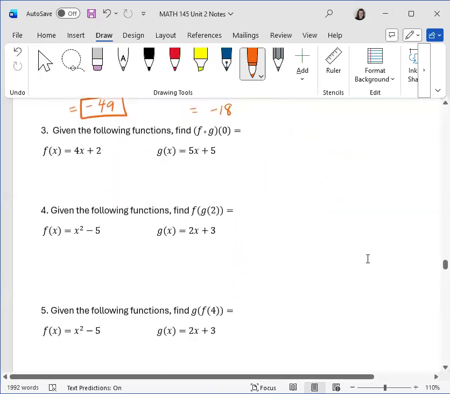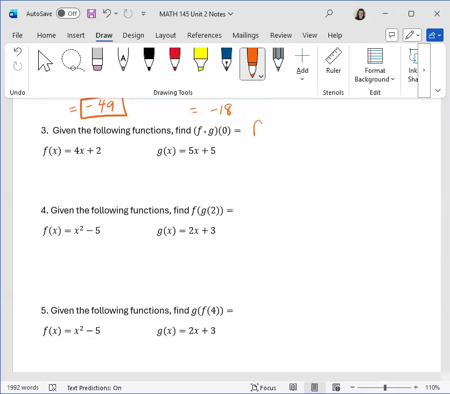Next example, we have f of g of 0. So substituting 0 into g's function, 5 times 0 plus 5. 0 plus 5, which is just 5. Now we need to plug 5 in for x into f's function. So substituting 5 in for x would say 4 times 5 plus 2, 20 plus 2, or 22 as my final answer.